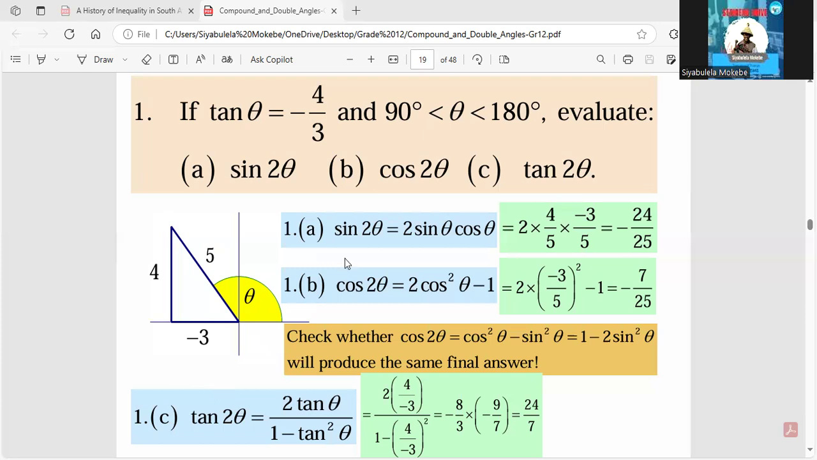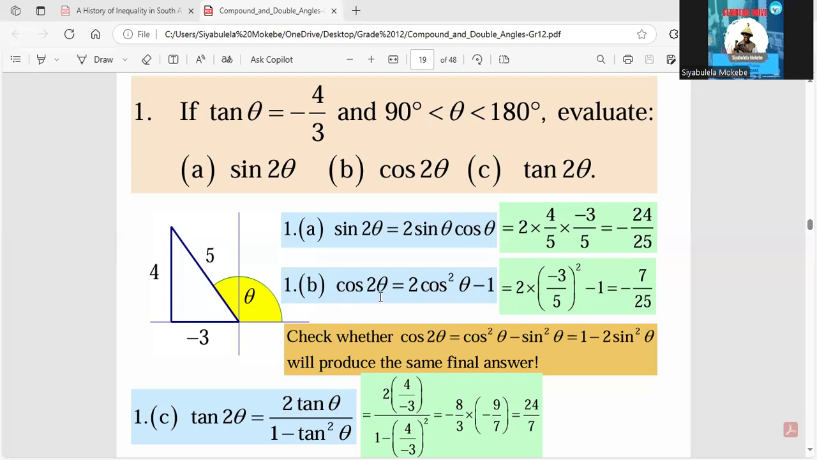So sine 2 theta is equal to 2 sine theta cos theta. Then from there you can substitute. We know that sine is opposite over the hypotenuse. So it's 4 over 5. Cos is adjacent over hypotenuse. So that is -3 over 5. Then you simplify that, you get your answer.